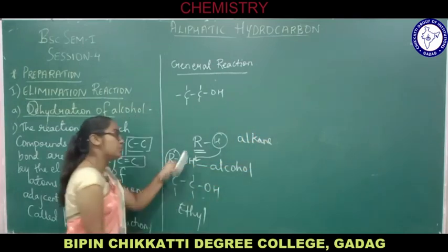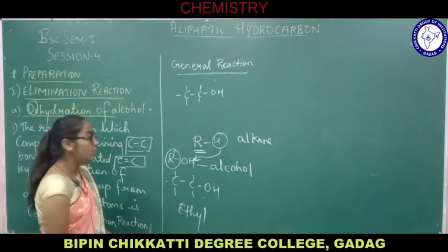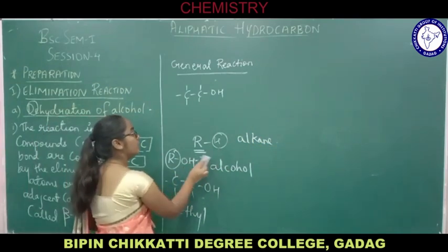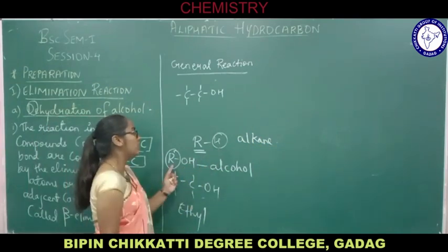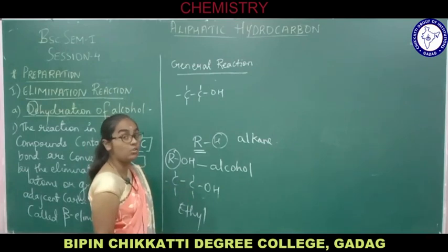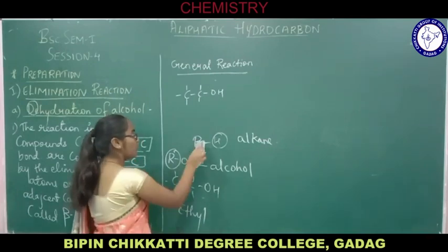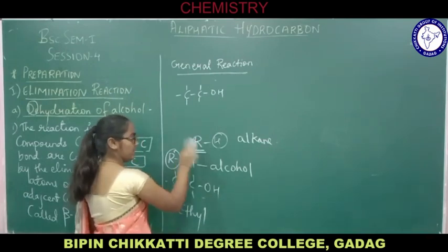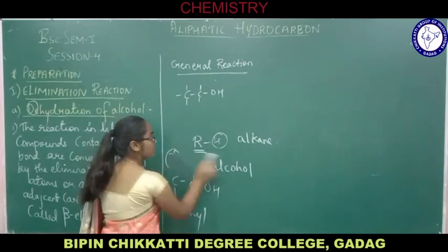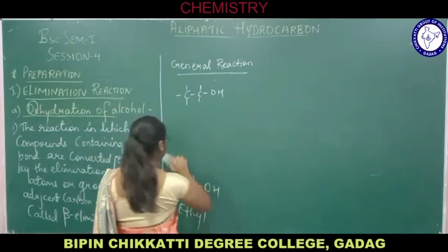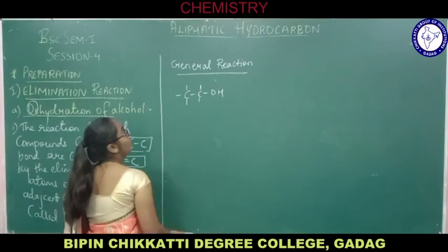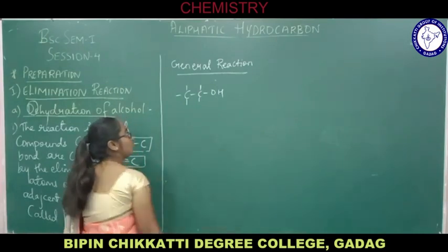Do not get confused between these two, right? Alkane will have the functional group RH, alcohol will have the functional group ROH, right? So in both, an alkyl group will be present. This is how the functional group will get named accordingly. Now this is the general reaction we are going to study.